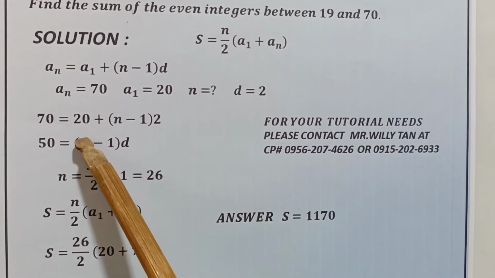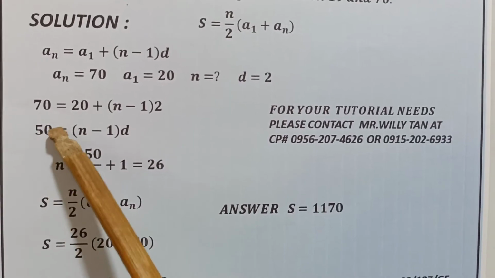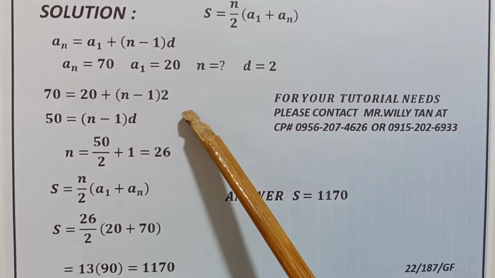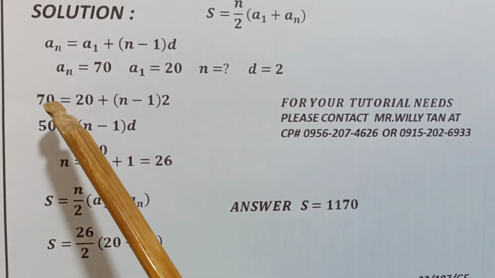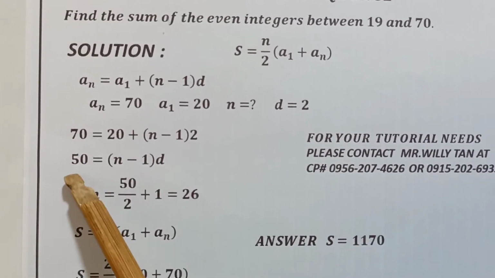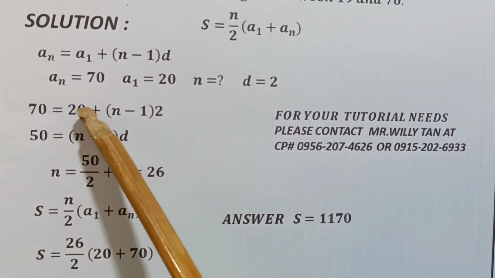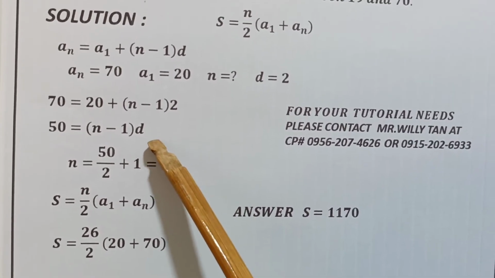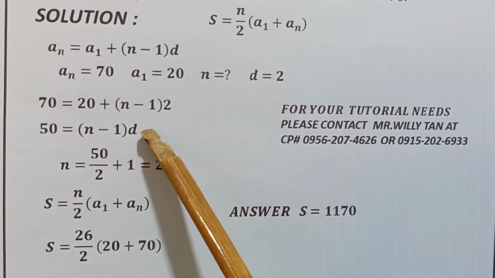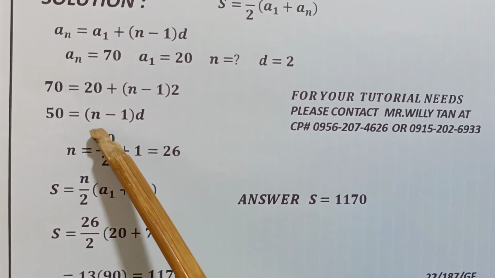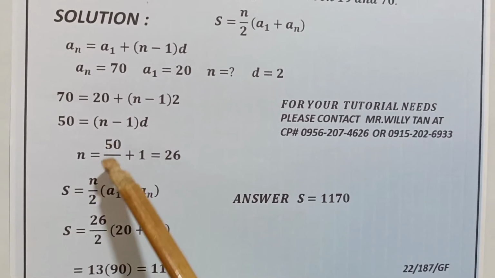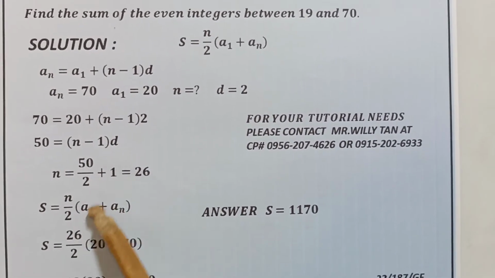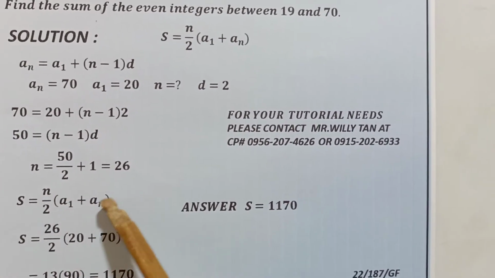So, substituting the values that are given, 70, the last term, is equal to the first term, 20, plus quantity n minus 1 times the arithmetic difference. Subtracting 20 on both sides of the equation, 70 minus 20 is equal to 50, 20 minus 20 is equal to 0. What remains is n minus 1 times quantity 2. Solving for n, d is equal to 2, so we divide both sides of the equation by 2. So, 50 divided by 2 and transpose negative 1 to the other side of the equation. We get here 50 over 2, which is 25, plus 1 is equal to 26.